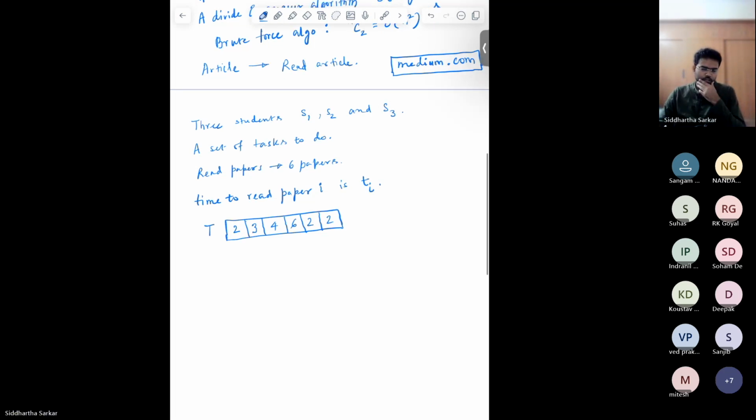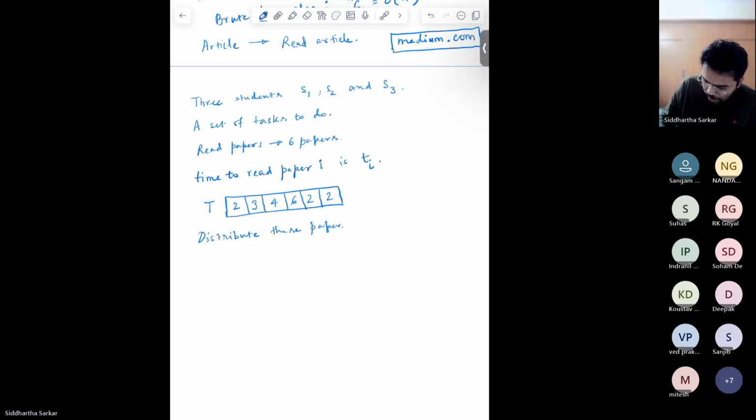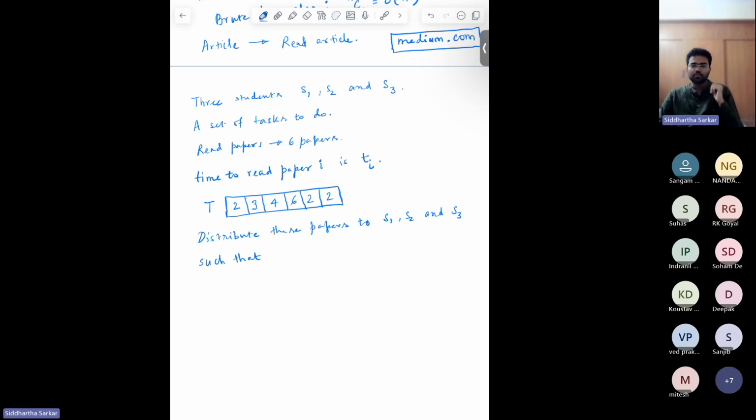Okay. So now my task is to distribute these papers to student 1, student 2, and student 3. What is my goal? Such that the maximum load on any student is minimized. I'll write it down. Max load means max workload.